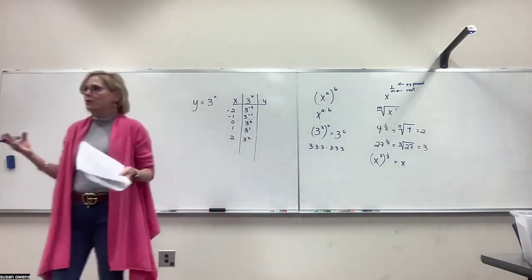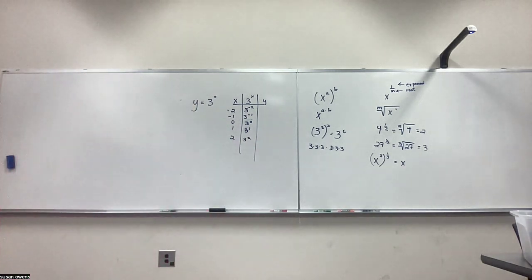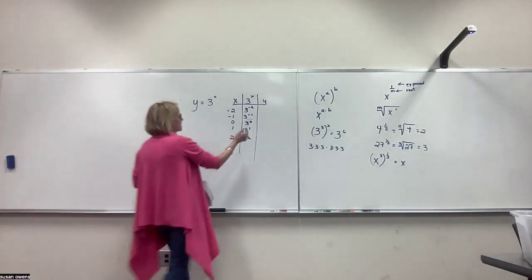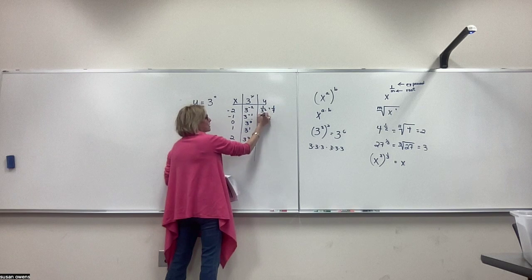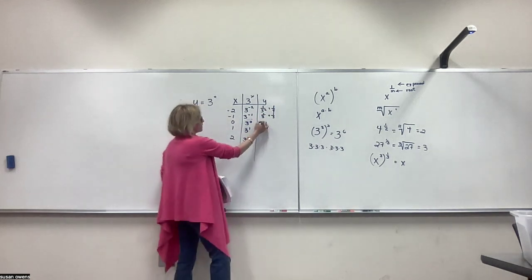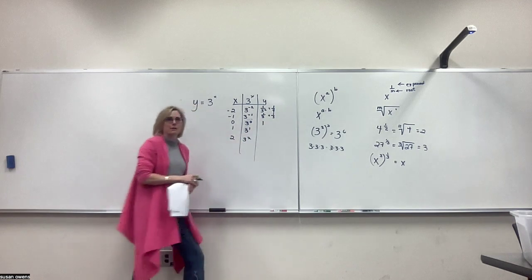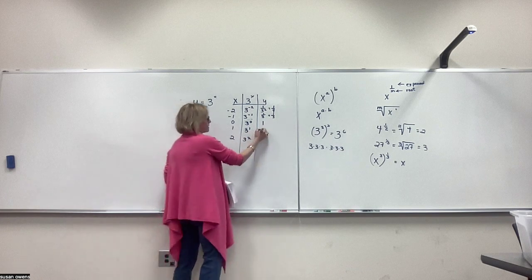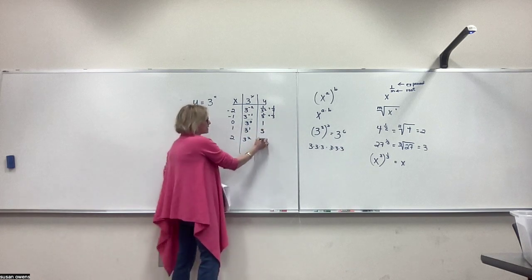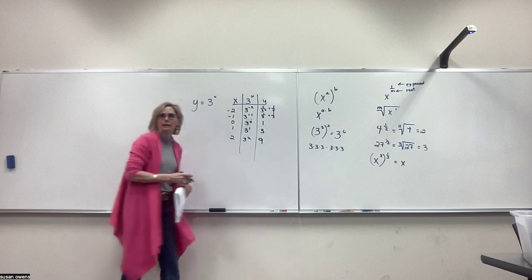Now you can use your calculator to get these answers if you want to. Or we could say this is 1/3 squared, which is 1/9. This is 1/3. 3 to the 0, anything to the 0 power is 1. 3 to the first power is just 3, and 3 squared is 9.